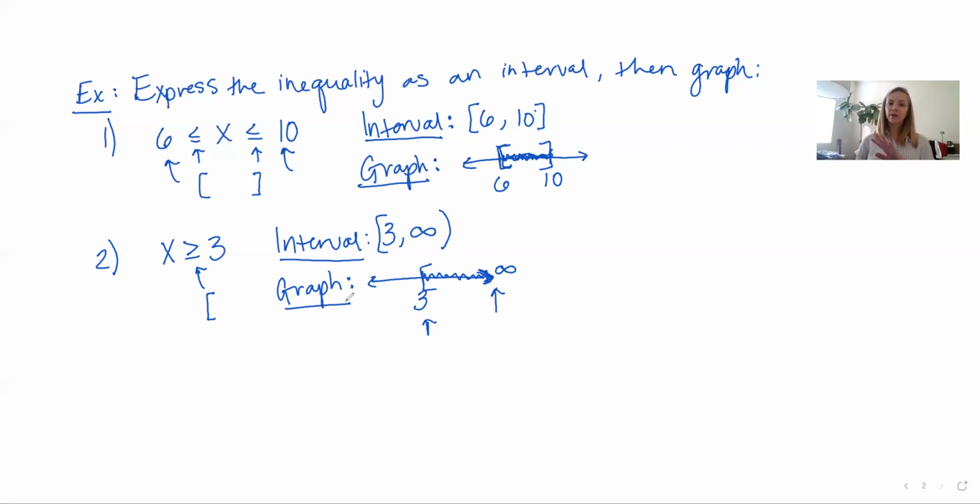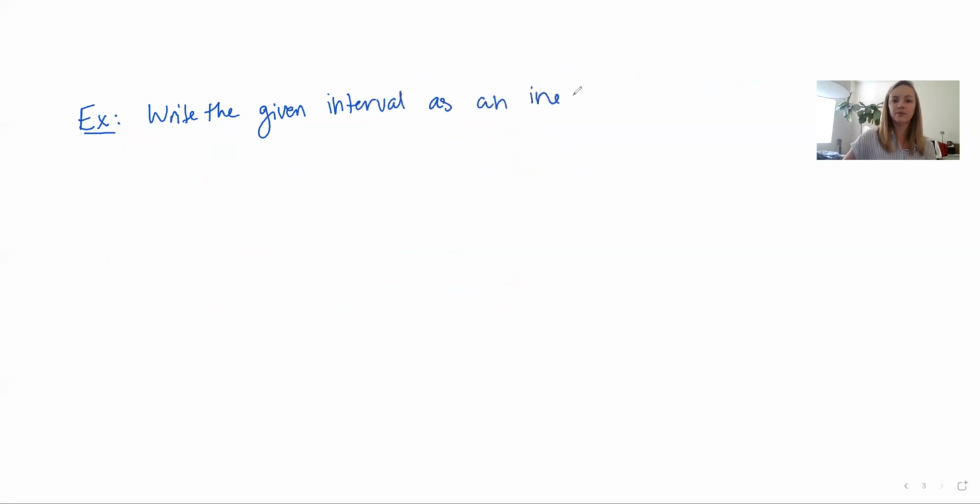So that's the case where we're going from an inequality to the interval and graph. Now our last case is going to be if we're given the interval notation and we're going to go to inequality and graph. So our last set of examples, we're told to write the given interval as an inequality and then graph.